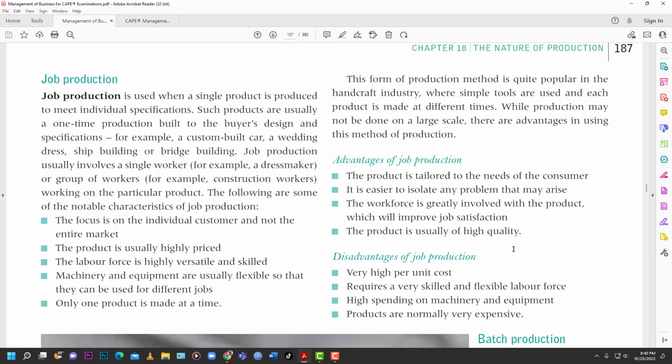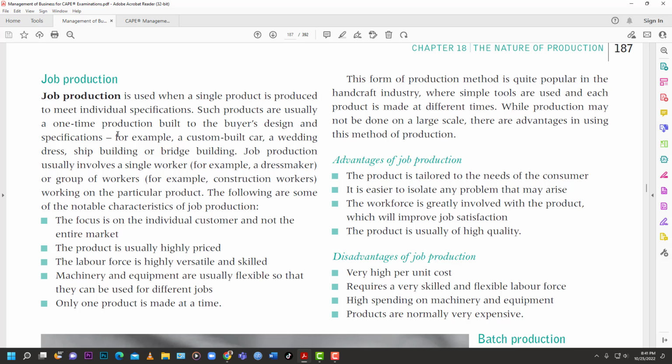Building a house, that's a job production right there. You're focusing on that house, so you're going to bring all the skilled laborers, all the painters, everybody to work on that particular house, because that house is a job, a single product being produced. So when there's a single product being produced and it's customized to certain specifications, that's when a job production method is best. So job production is used when a single product is produced to meet individual specifications.